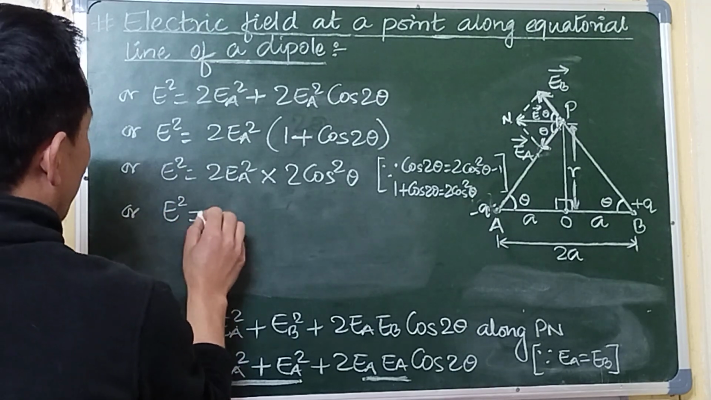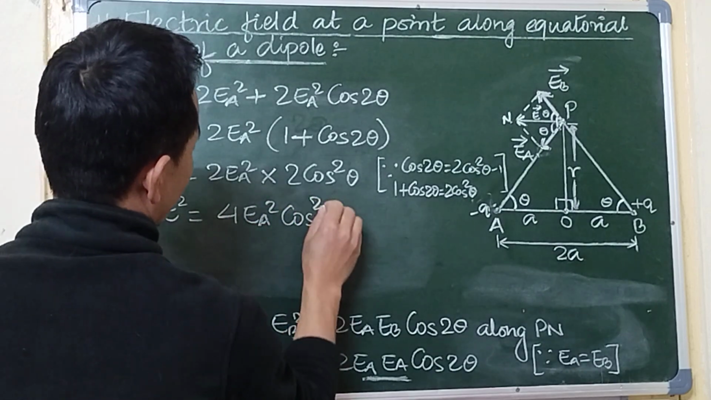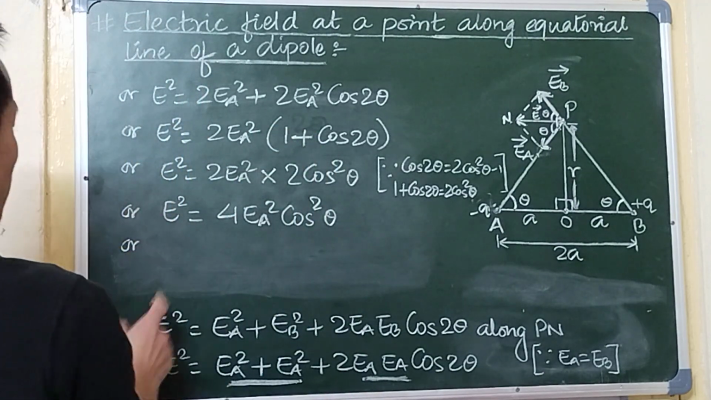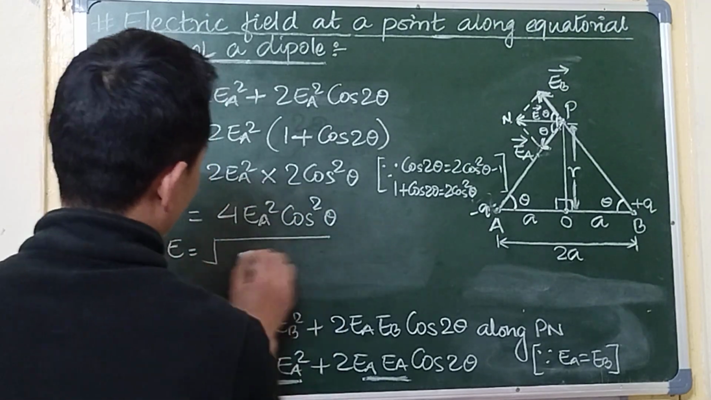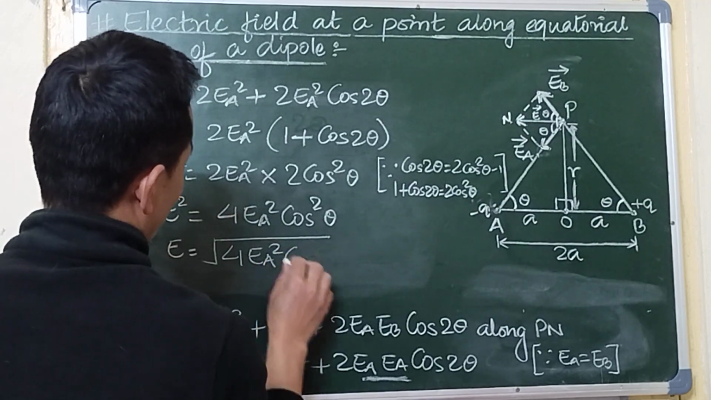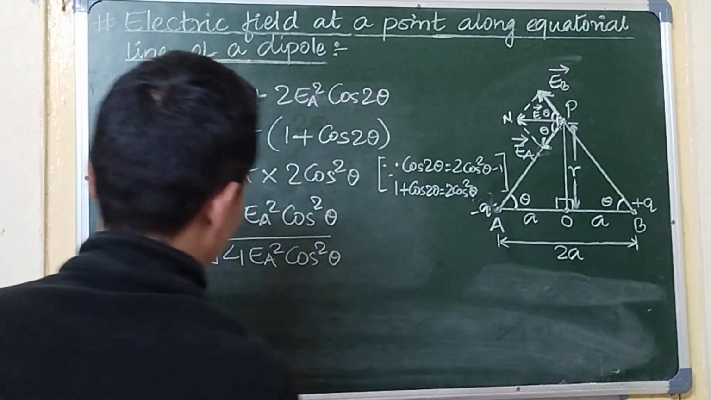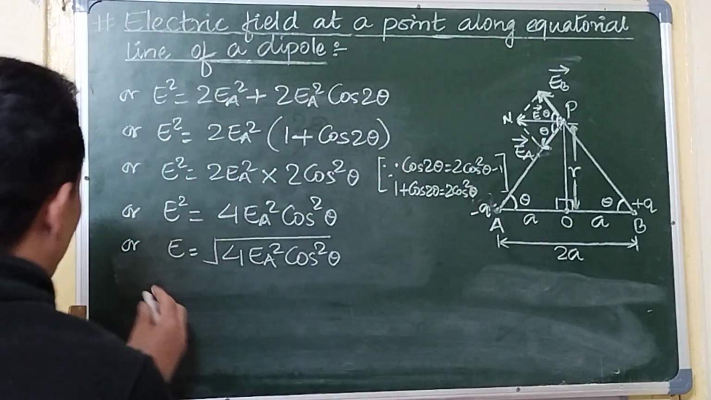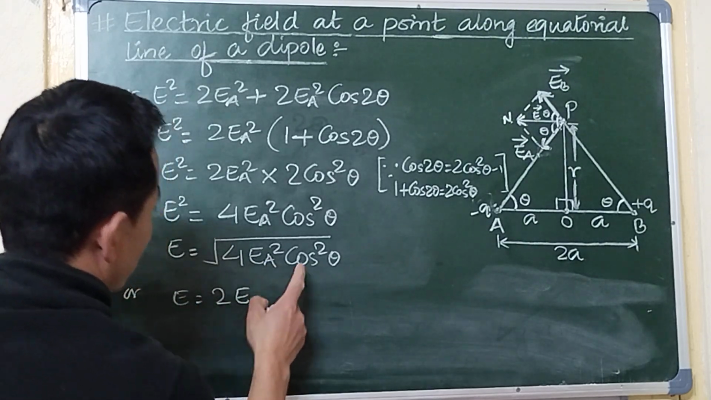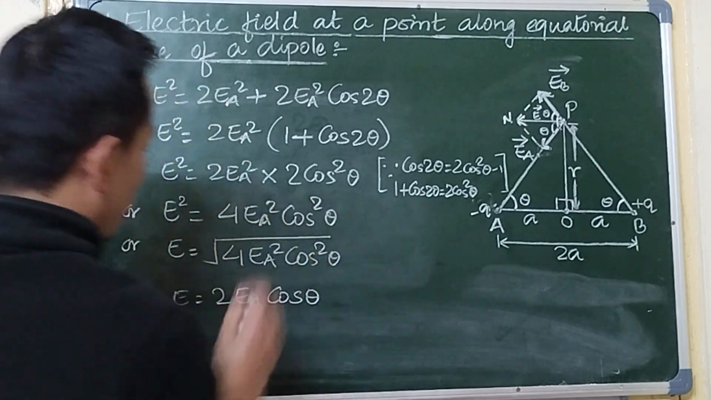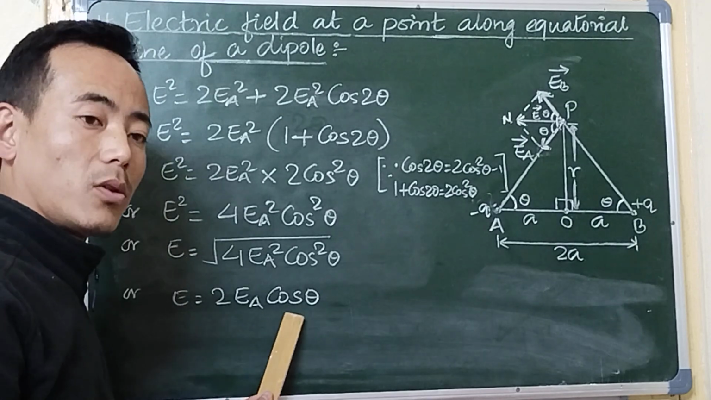Now if you multiply, you will get twice into twice will become 4. We have EA square and cos square theta. Now if you take square to the other side, it becomes square root. So we have square root of 4 EA square cos square theta. So square root of 4 is 2, EA square is EA, cos square theta becomes cos theta.